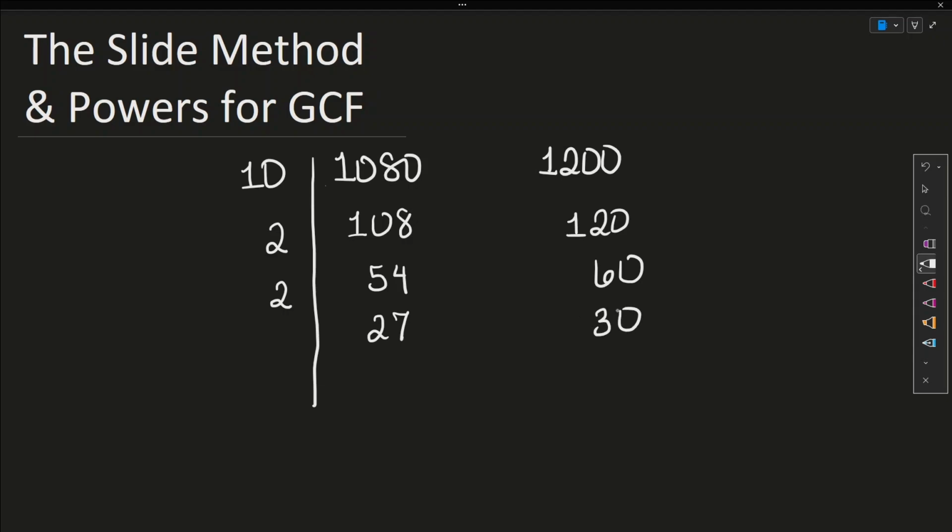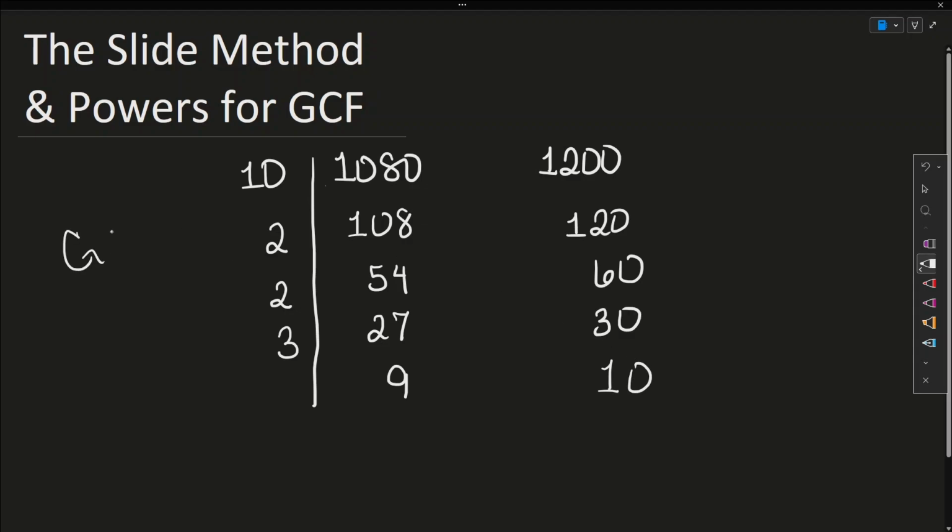It is important to note that we may have recognized that 108 and 120 have a 4 in common and did 4 instead of 2 twice, and that's fine. How we break it up is not important. 27 and 30 have a 3 in common, and that leaves me with 9 and 10. These have nothing in common.